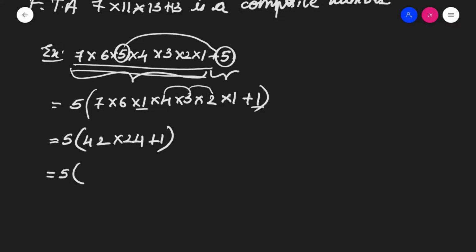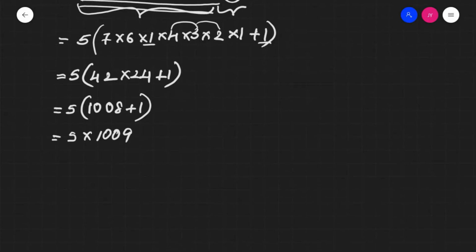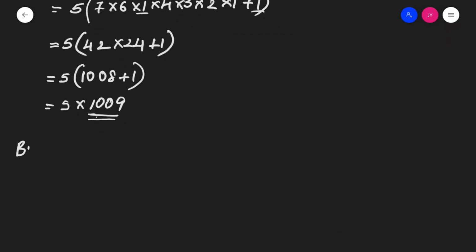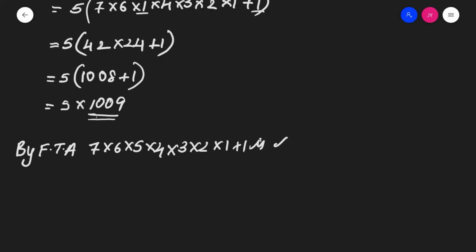So what is 42 into 24? 42 into 24 is 1008, and of course plus 1. So it will become 5 into 1009. We don't know the prime numbers exceeding 100, but 1009 is indeed a prime number. So again, by the fundamental theorem of arithmetic, 7 into 6 into 5 into 4 into 3 into 2 into 1 plus 5 is a composite number.